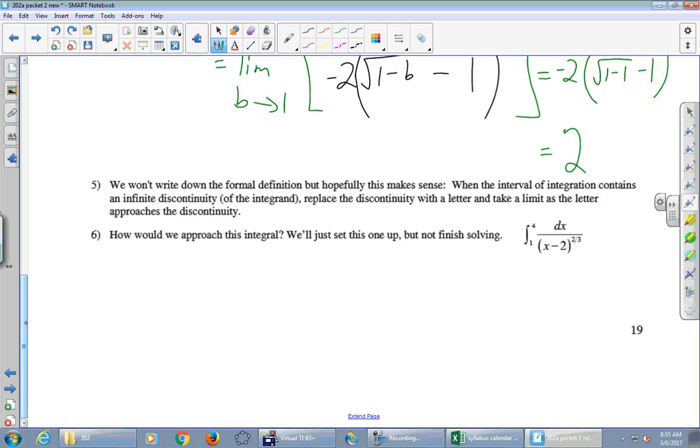Number 6, how would we approach this integral right here? We're not going to do the entire thing. We're just going to set this one up. That integral, dx over (x minus 2) to the 2/3, integral from 1 to 4. So what's the issue with this integral? Why is it here in this section? Yeah, at x equals 2, this thing blows up, right? You imagine the graph of this thing. It's going up to infinity at x equals 2. And so we've got this infinite discontinuity right in the middle.